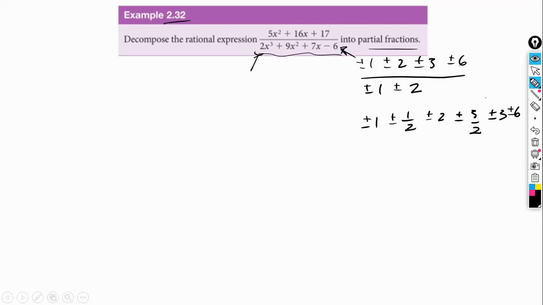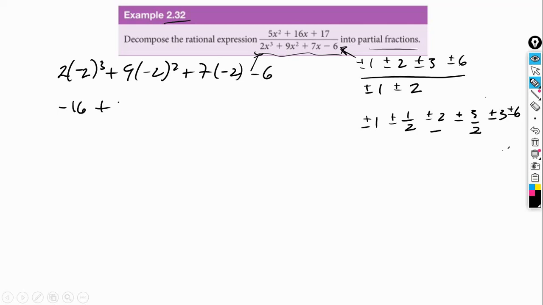So what we're going to do is make use of the remainder theorem and see which one gives us a remainder of 0, or which one of these is a root just by plugging it in, right? So notice that if we plug in negative 1, if we do the mental math, it's not going to work. 1 is not going to work. Let's test with negative 2. So let's say 2 times negative 2 cubed plus 9 times negative 2 squared plus 7 times negative 2 minus 6. So this is going to give us negative 16 plus 36 minus 14 minus 6. And notice that this will give us 0. So that means that x plus 2 is a factor.